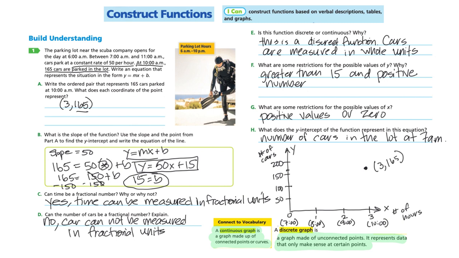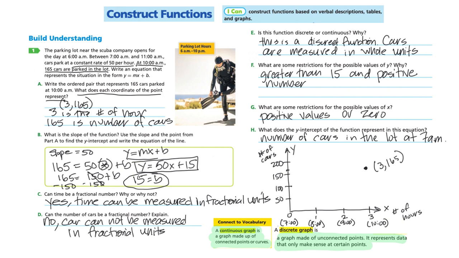Okay, so after previewing the video, I realized that I needed to add a couple things. So for A, I forgot to answer this question. And I think you probably know it, but 3 is the number of hours, and 165 is the number of cars after 3 hours.